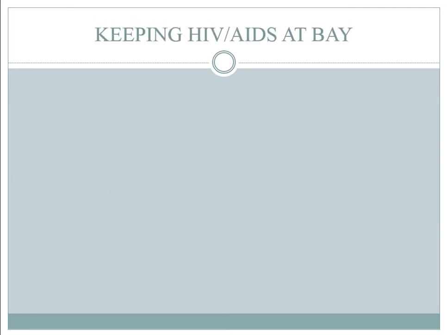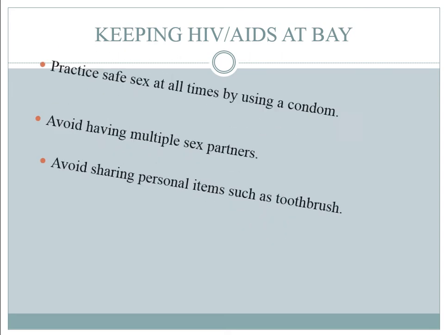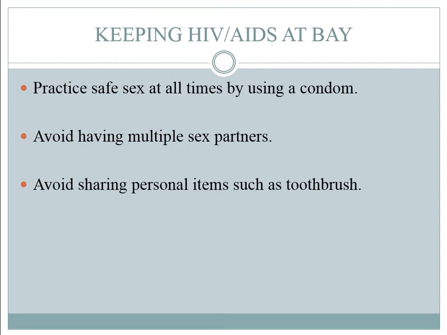Then how can we keep away from HIV? So the first thing is to practice safe sex at all times by using a condom, in that you cannot be able to know the person's status unless you test. The second one is by avoiding having multiple sex partners. So ensure that you have at least one sex partner whom you have to be very faithful to. Then you should also avoid sharing personal items such as toothbrushes, and things like needles and razor blades.